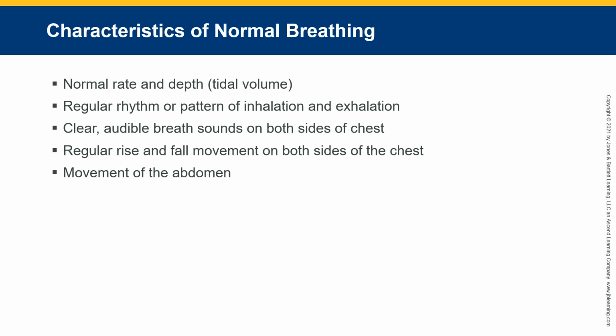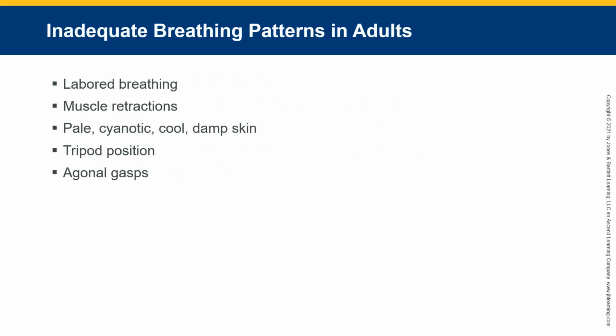That means that there's some ribs damaged and those lungs are not able to inflate as they should. Some other things that you'll see in normal breathing, especially in youngsters, is movement of the abdomen, present in adults in some capacity as well.